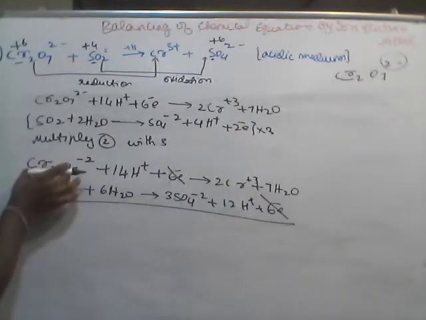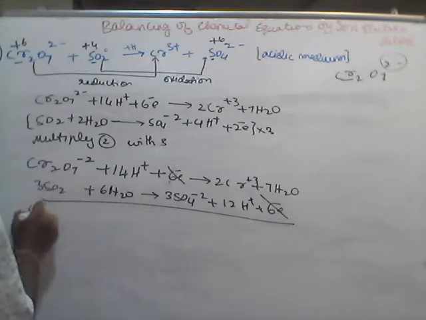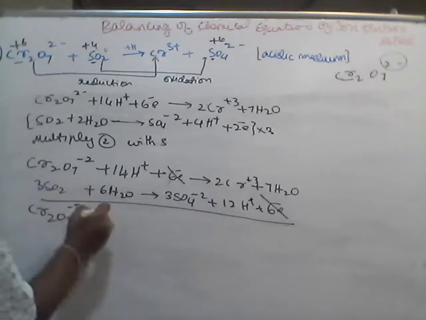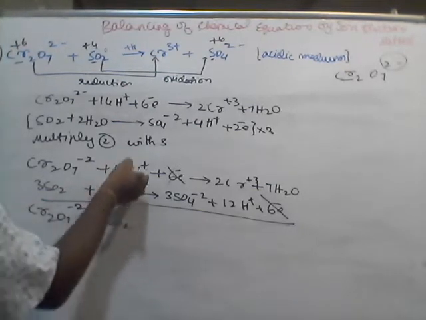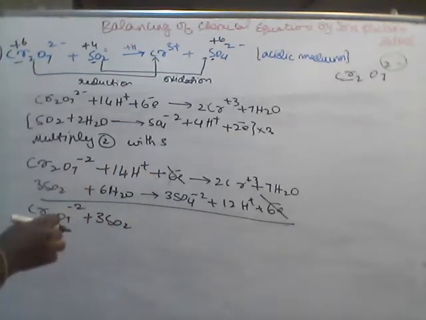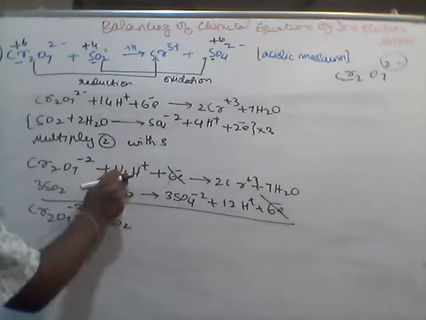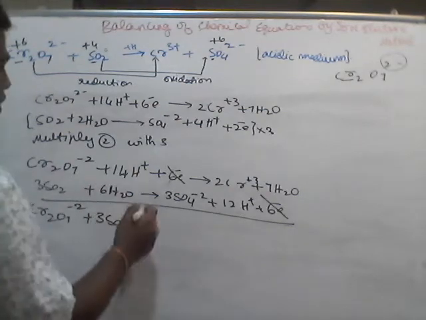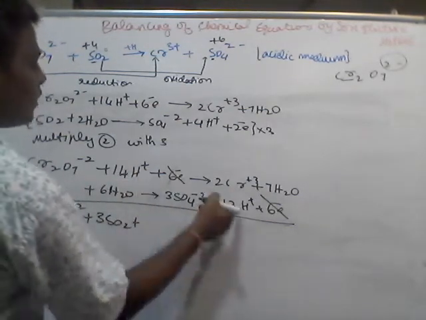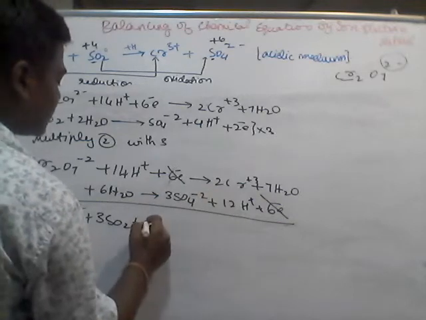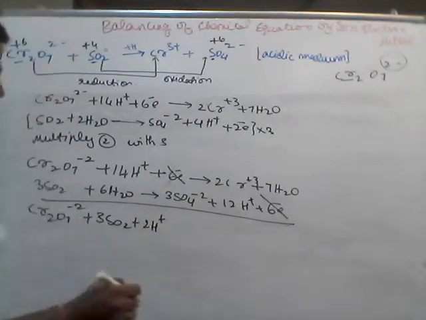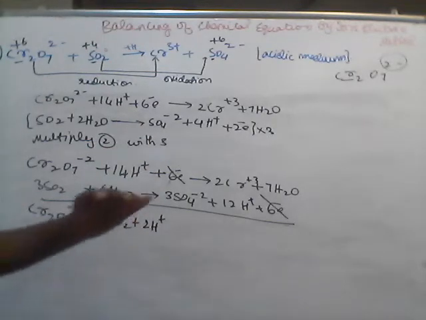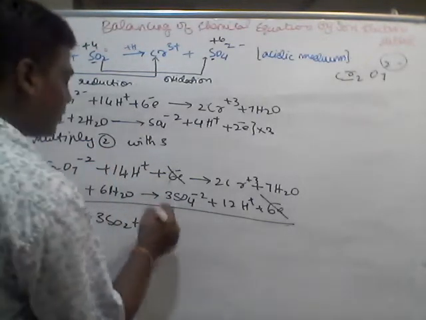Now write down all the compounds that you are getting. Odd one out: here Cr2O7, here we don't have Cr2O7. So Cr2O7 minus 2 will come as it is. 3SO2, we don't have SO2 on both the sides, so it will come as it is. Now coming to H plus. Here you have H plus, here you have H plus. Where do you have more H plus? Here. So here I get the difference of these two. 14 minus 12 is 2. 2H plus. Where the H plus ions are more, on that side you get plus 2.